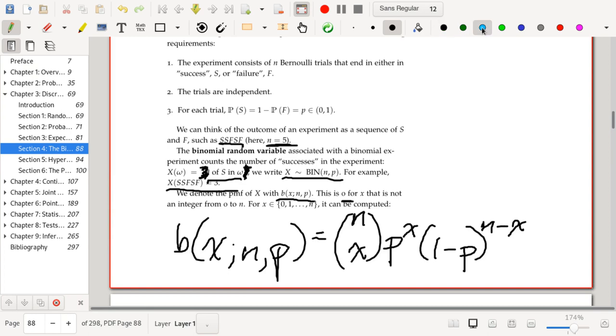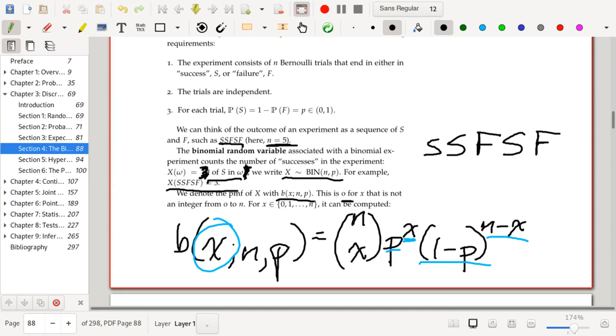Here's some further explanation of this formula. In this situation, there are x successes out of n trials. The probability of each of those successes is p. They are independent trials, so you multiply p x times. And you multiply 1 minus p n minus x times, accounting for the probability of each of those failures that occurred. That will get you the probability of, let's say, the sequence SSFSF, that particular sequence.